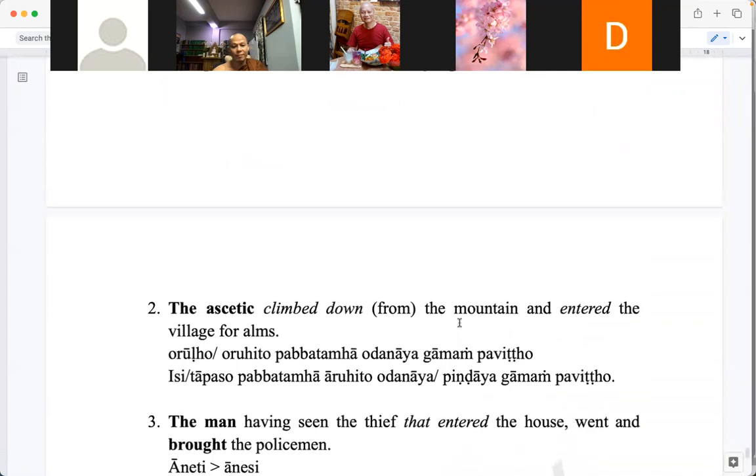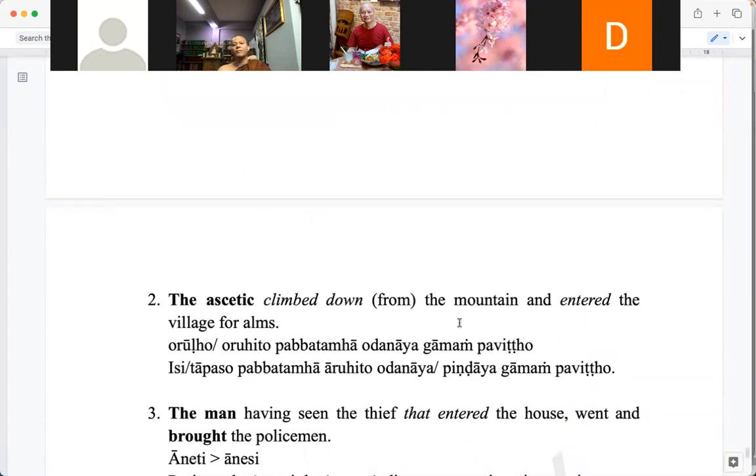But if I said that I climb down, I go down from the mountain, why from the mountain do we not use accusative? In English, it's a little bit different. In English, climb down the mountain or climb up the mountain, just accusative case. But in Pali, just ablative case, climb down from the mountain. So that is the usage difference between two languages.